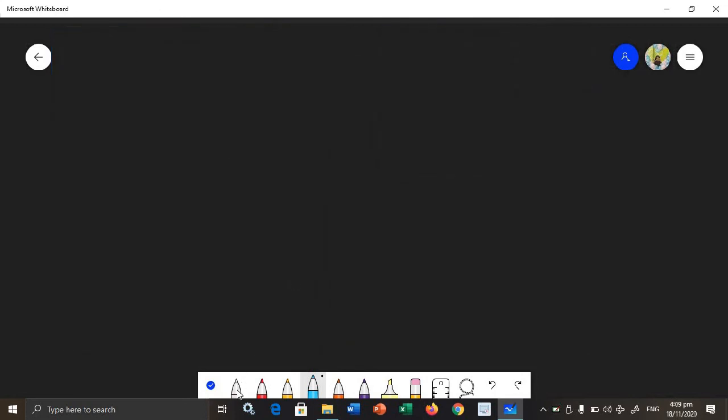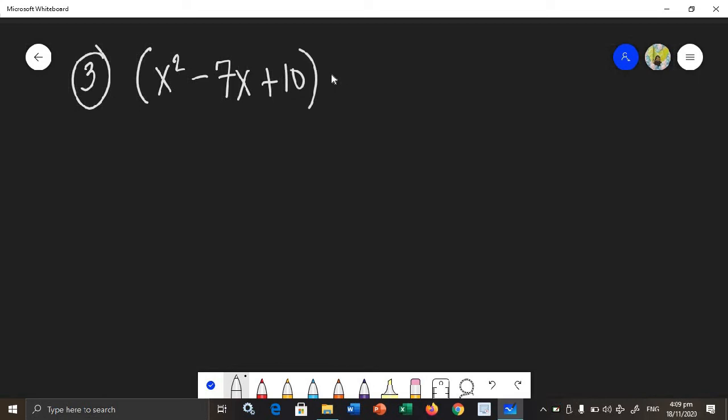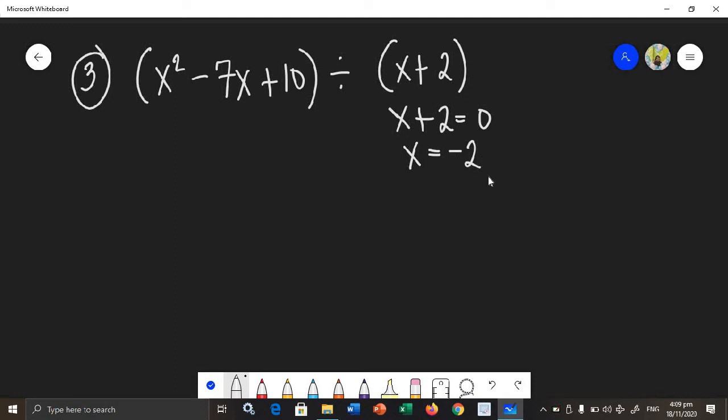Okay, so let's solve more examples. Let's say we have example number 3, and let's say I am going to make you find the remainder of x squared minus 7x plus 10 divided by x plus 2. So first that you need to do is to find the value of c, or to find the value of x here. Now you need to substitute in the polynomial. So for you to find that, you need to equate the divisor by 0. Okay, so x plus 2 equals 0. You need to transpose positive 2 to the right side, so it will become negative. So that is now the value of your c, okay, or the value of your x, negative 2.